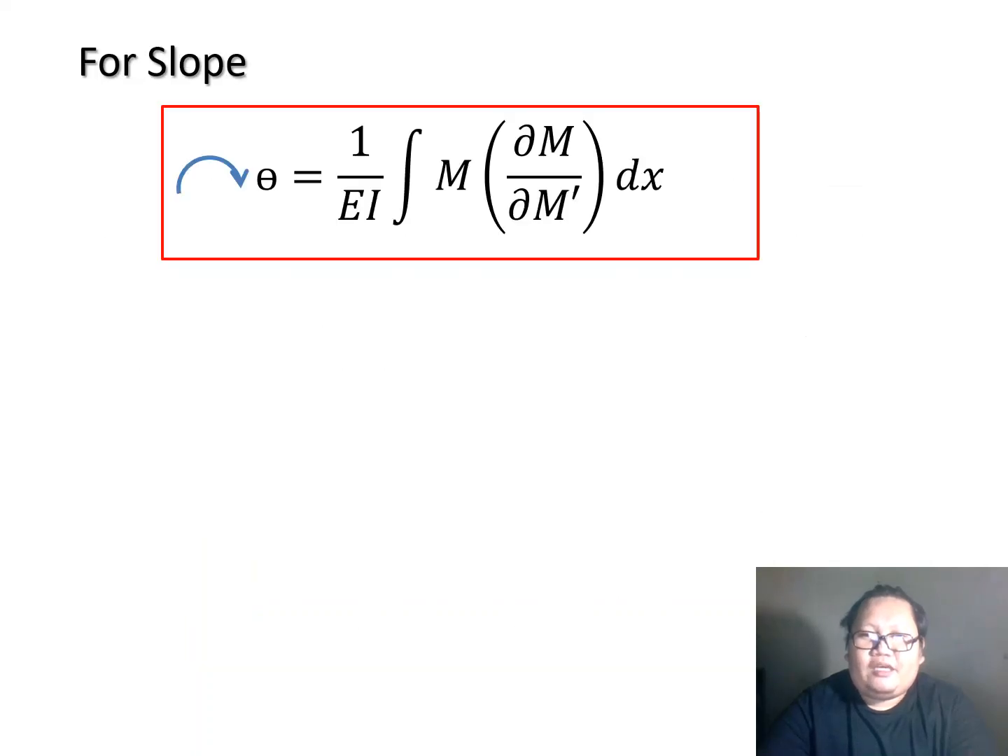For slope, it's going to be the integral of the product of the moment equation of a certain segment times the partial derivative of the moment equation with respect to M prime, since M prime is the virtual load, the rotational load, or moment or couple, to which your slope is asked. And the direction would be the assumption to which the slope may rotate in a certain direction.